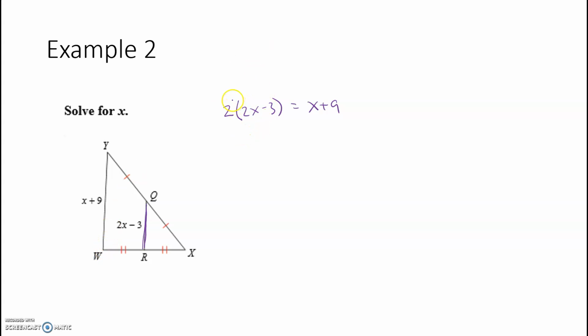So let's distribute. 2 times 2x is 4x. 2 times negative 3 is negative 6. Still equal to x plus 9. I'm going to go ahead and subtract 1x from both sides. So we get 3x minus 6. And then I'm going to add 6 to both sides. So we've got 3x equals 15. And I'm going to divide both sides by 3 and get x equals 5.